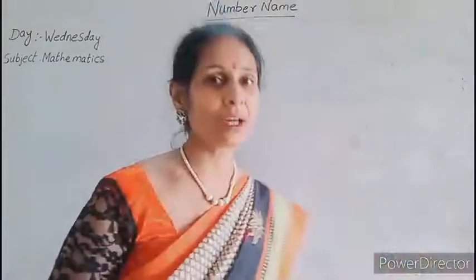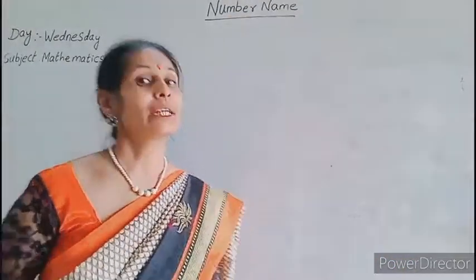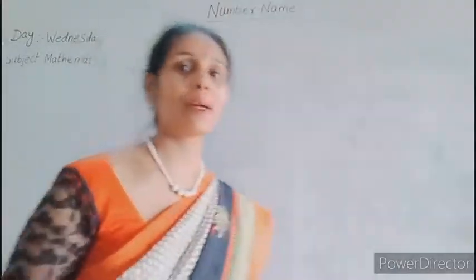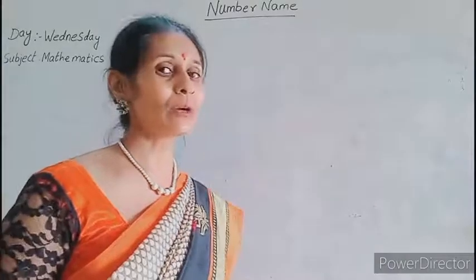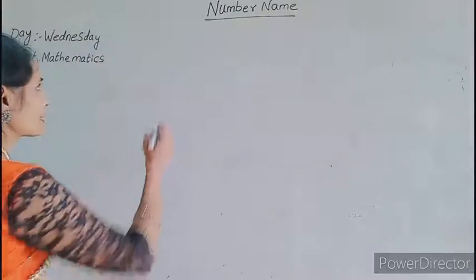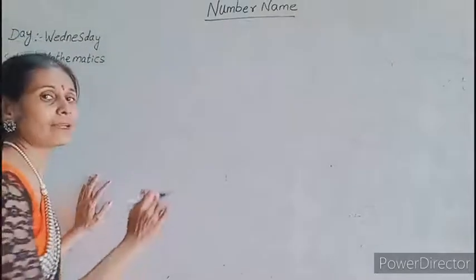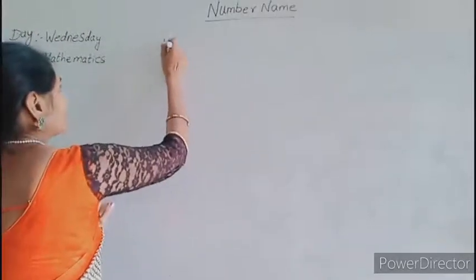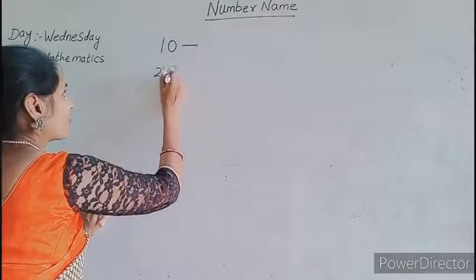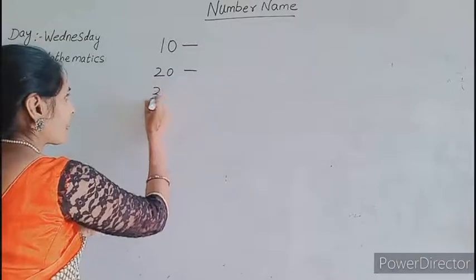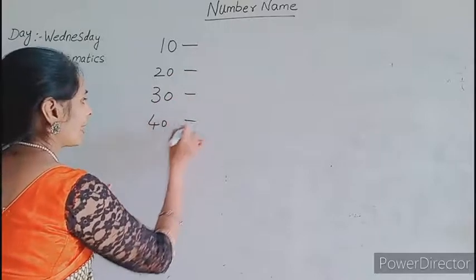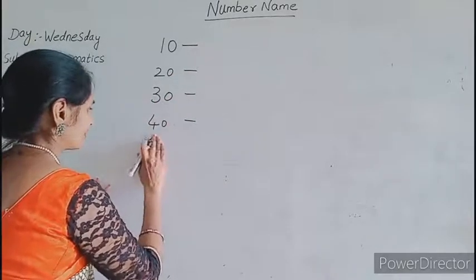Yes, dear kids, along with ascending and descending order, today we are going to learn number names also. Now tell me what is a number name, as you are all aware of number names. Yes, today we are going to write number names from 31 to 40. Before that, I will write numbers 10 to 50. Okay? 10, 20, 30, 40 and 50.